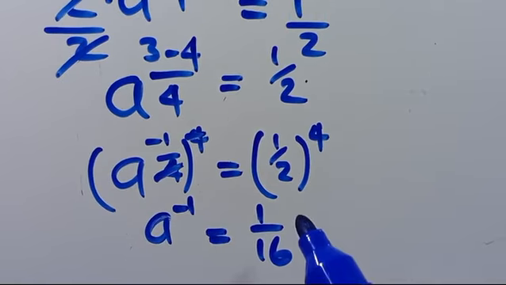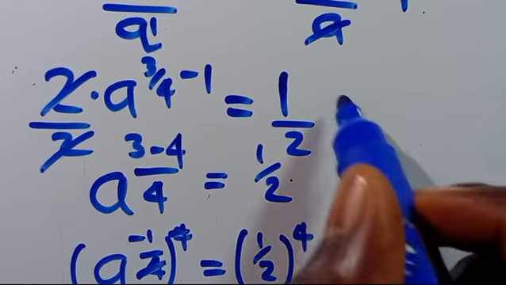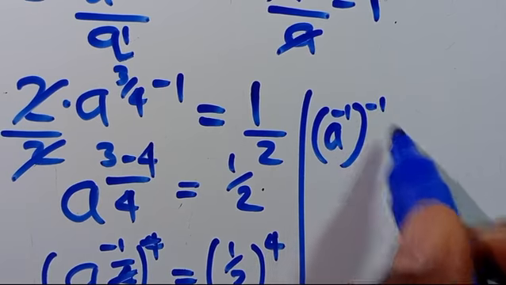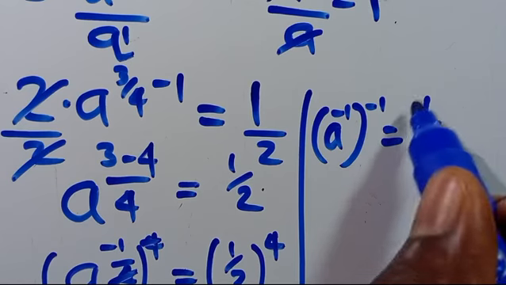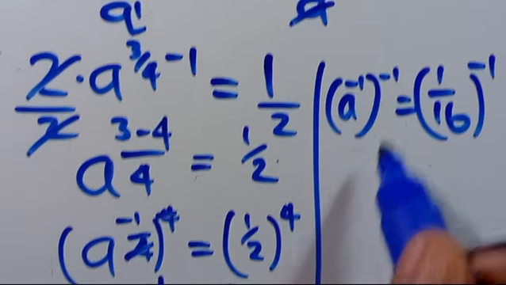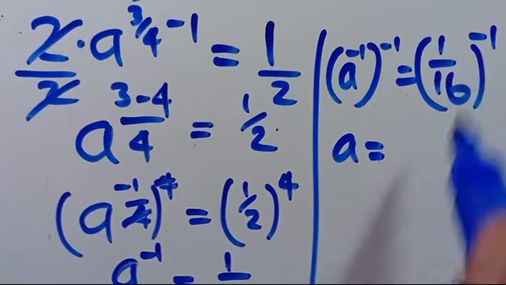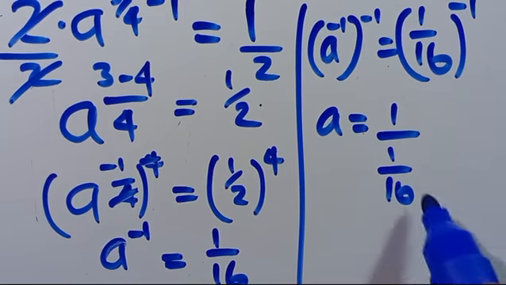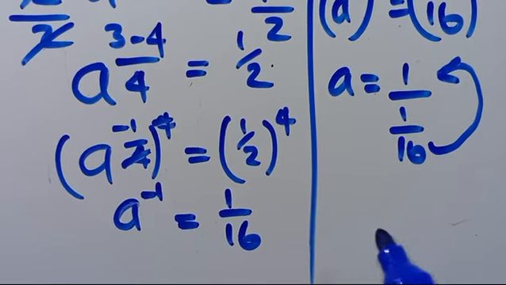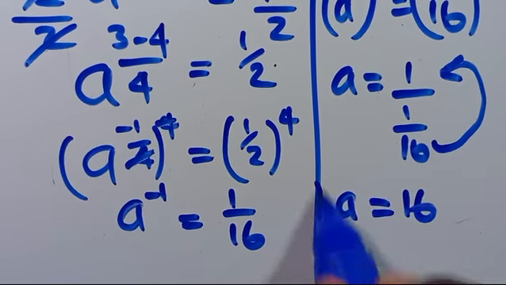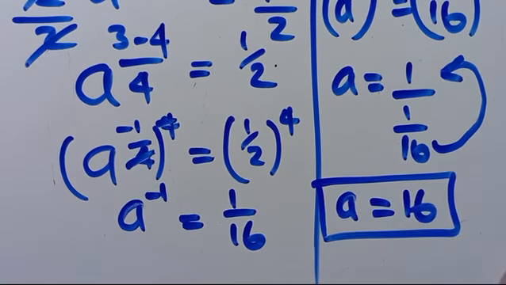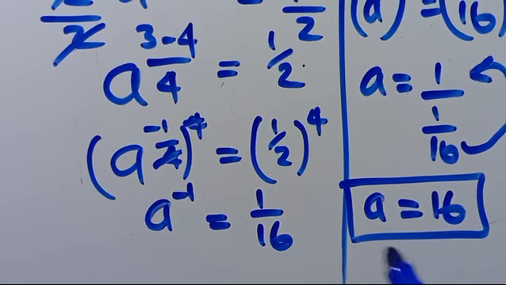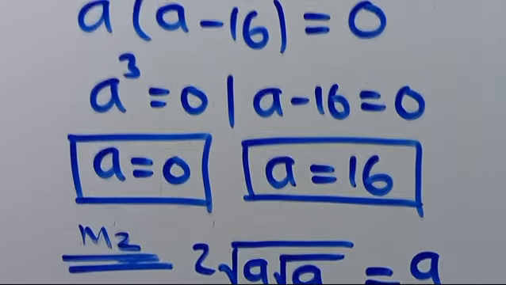Then we have to raise the power of both sides by minus 1 again. So here will be a to the power of minus 1, again to the power of minus 1, equals 1 over 16 to the power of minus 1. This minus and minus will be plus. Then this negative index will be 1 divided by 1 over 16. When this goes up here, we are going to have a equals 16. So we have a equals 16, meaning that using the second method the solution is 16, and the first method we also have 16.